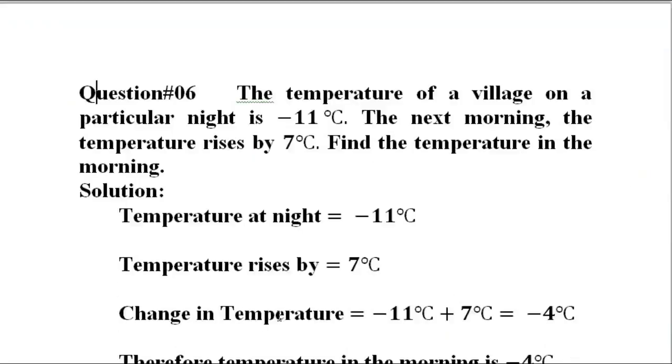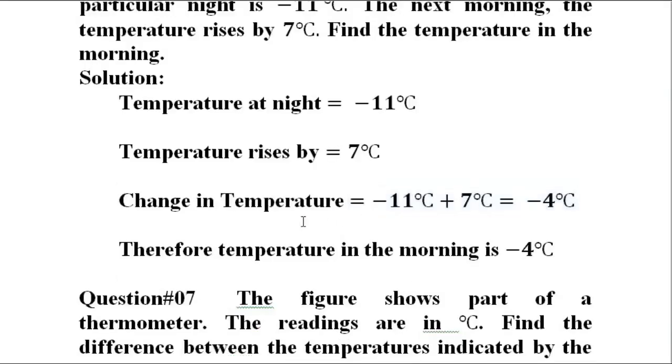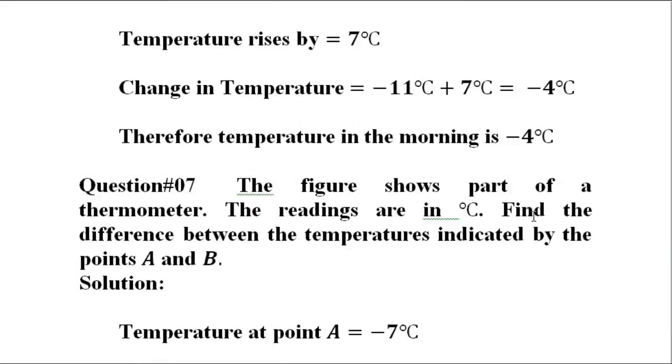First, I will write the temperature at night, which is negative 11 degrees Celsius. Next, I will write the temperature raised by 7 degrees Celsius. The change in temperature can be calculated by negative 11 degrees Celsius plus 7 degrees Celsius. Here, plus 7 degrees Celsius represents the rise in temperature. Now, negative 11 degrees Celsius plus 7 degrees Celsius gives us negative 4 degrees Celsius. Therefore, the temperature in the morning is negative 4 degrees Celsius.